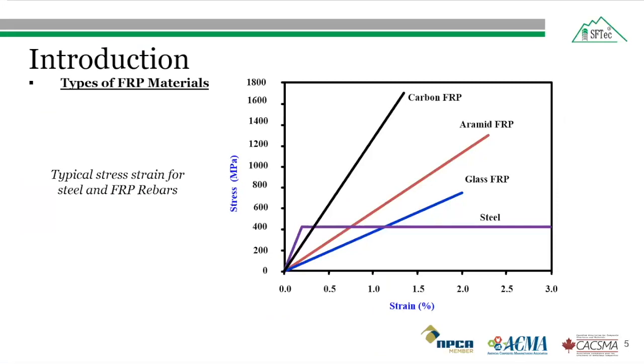Three different types of fiber reinforced polymer bar, carbon, aramid, and glass, are available. The stress strain plot shows how these FRP bars compare with the steel bar. Two points should be noted from this plot. First, the glass fiber reinforced polymer bar has lower strength compared to the other two fiber reinforced polymer bars. And second, the strength of all the fiber reinforced polymer bars is higher than steel bar, however, their behavior is linear elastic up to failure.